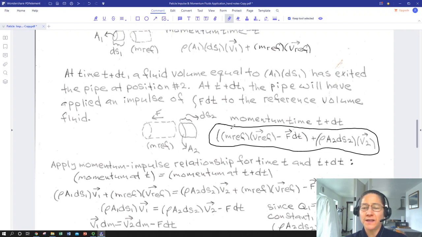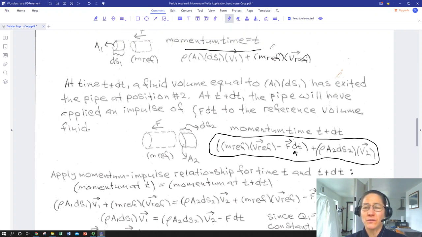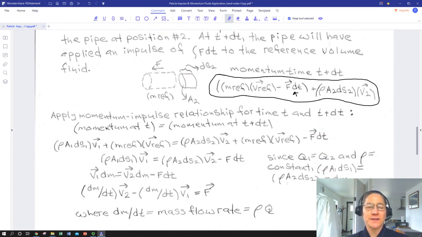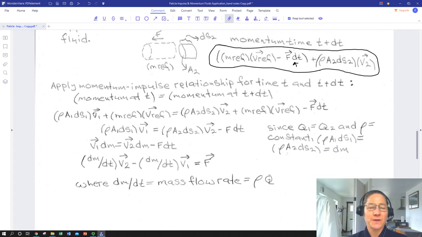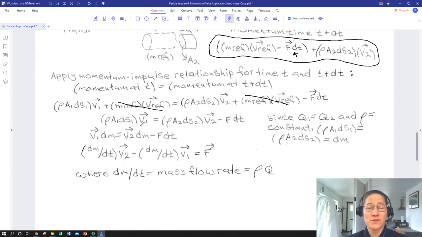Now, given the fact that we have accounted for the action of the force resultant, this momentum should equal the initial momentum because we've already accounted for the impulse. So conservation of momentum works in this case. So we can say momentum at time t equals momentum at time t plus dt. Tally it all up, and we find that our reference volume momentum, which we have no idea what it is, cancels out, which is really good.